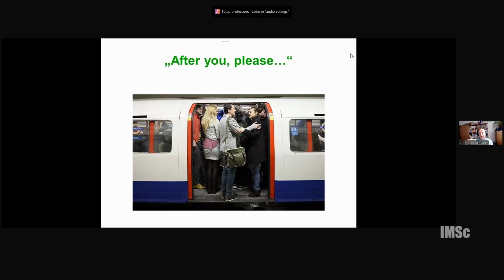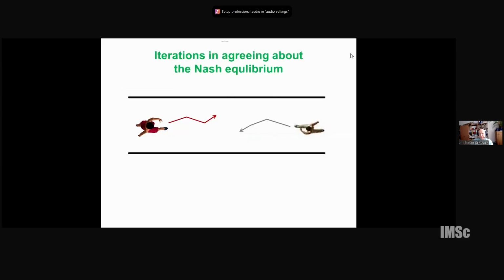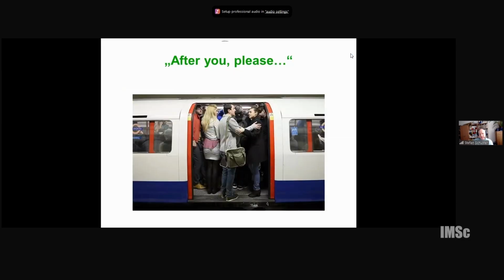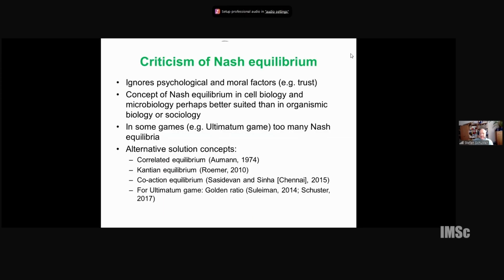Or another situation when we enter a room, who goes first into the room or the underground coach, and then communication is important. Here the communication is just by looking at the other one, and here one could even speak with each other. After you, please. So there are also some iterations, but not in all games. There are some games where there is no information exchange, for example, if my mobile phone is broken and I cannot communicate with another person, or other situations, and then often the Nash equilibrium changes.